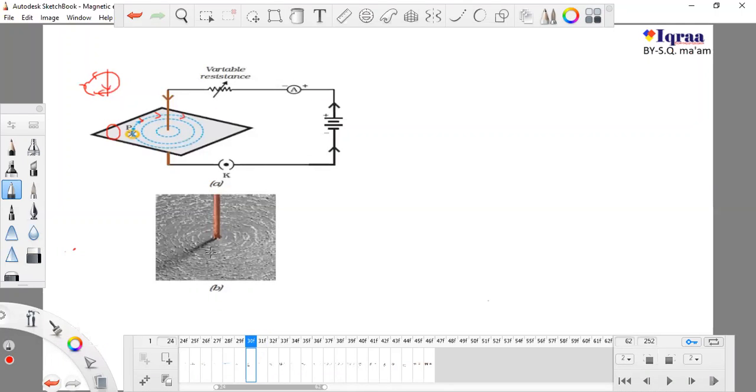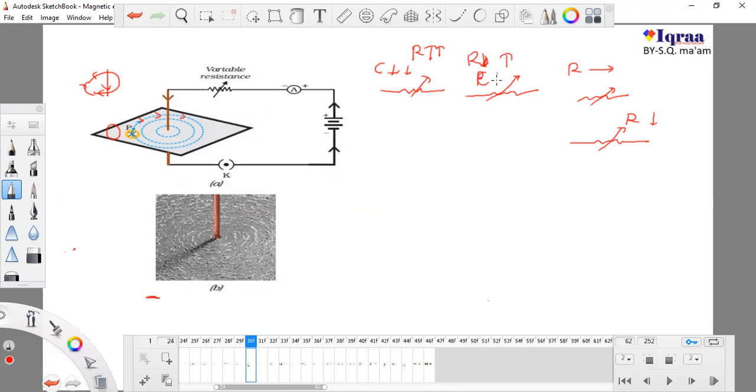This is the same activity, activity 13.6. We studied how the compass needle deflects, and we studied three or four cases of how it changes when we change resistance. One time the resistance was high, then slightly high, then medium, and then very low. So at this time the current was very poor, then poor, then medium, and then very high.